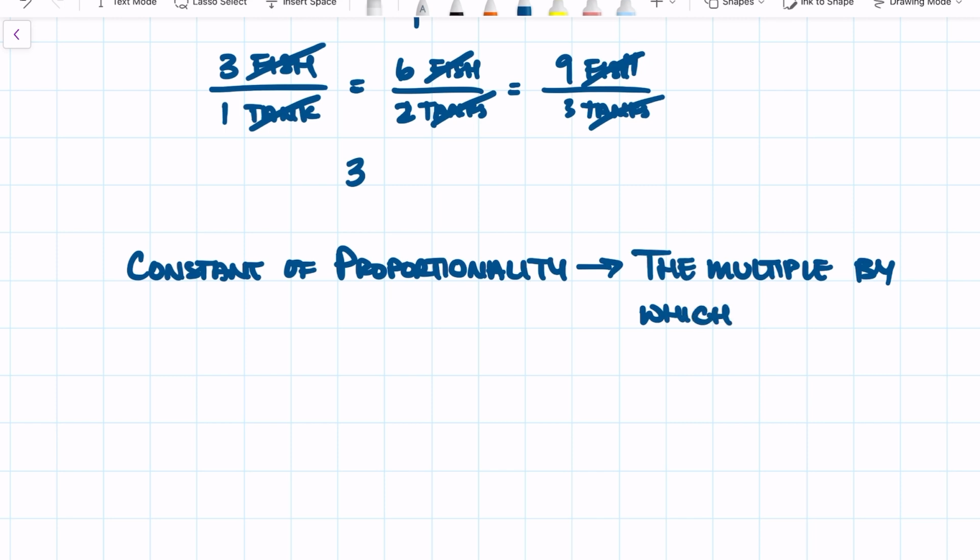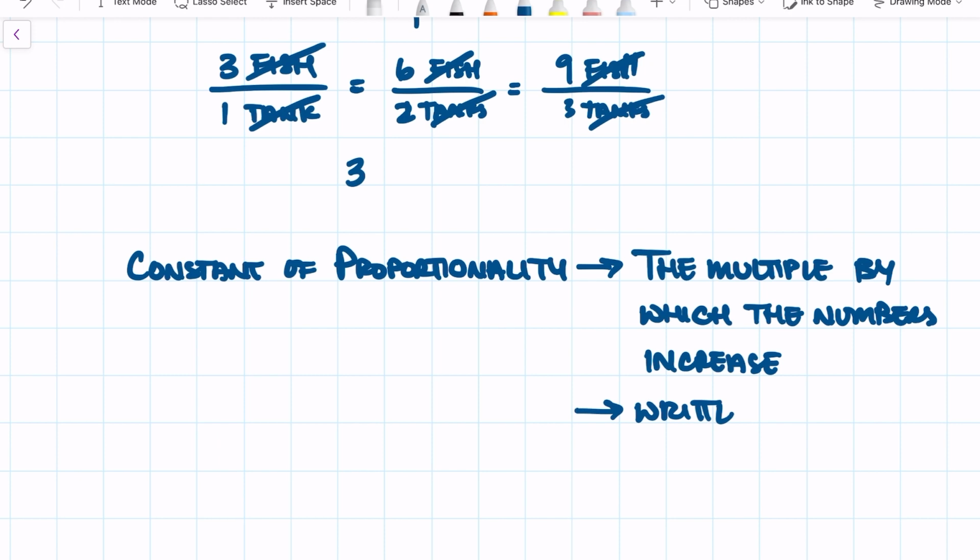The way that I'm going to define this is: constant of proportionality is pretty much the multiple by which the numbers increase. And it is usually written as an improper fraction.